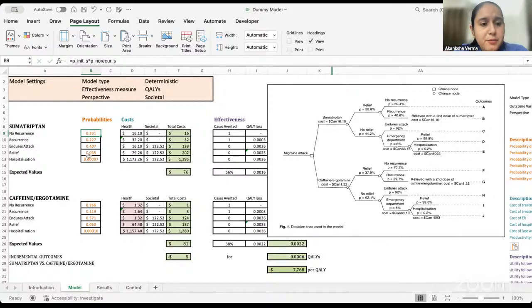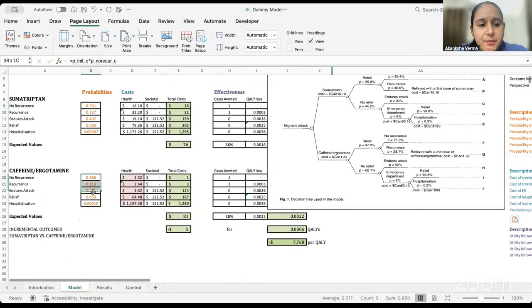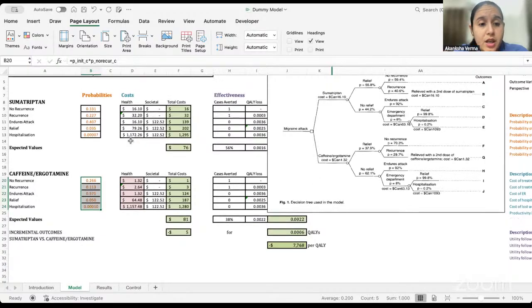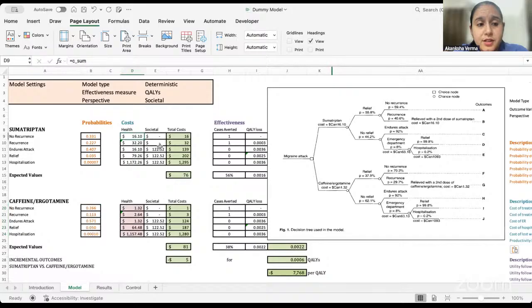Okay, so these are the probabilities: 0.331 for no occurrence, for recurrence it's 0.22, for endured attack it's 0.40, for relief it's 0.3035, and for hospitalization it's 0.009. Then similarly, we put up the probabilities for caffeine, the same for the last terminal nodes. Now you have the cost.